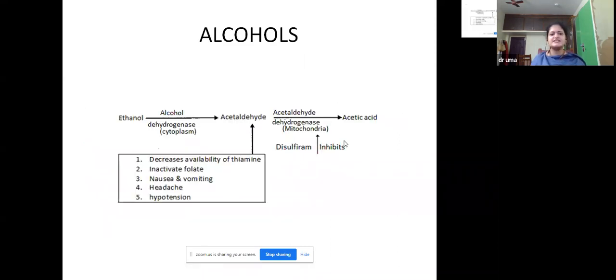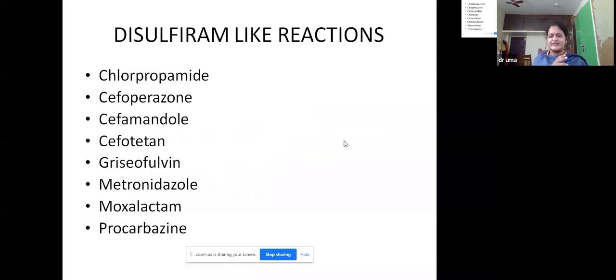Now coming to alcohols, ethanol. Alcohol is first metabolized by alcohol dehydrogenase to produce acetaldehyde, and aldehyde dehydrogenase converts it to acetic acid. Disulfiram inhibits aldehyde dehydrogenase, leading to the accumulation of acetaldehyde. This acetaldehyde produces headache, nausea, vomiting, and hypotension. Alcohol also inactivates folate and decreases the availability of thiamine. So when disulfiram is given, these side effects are expected.